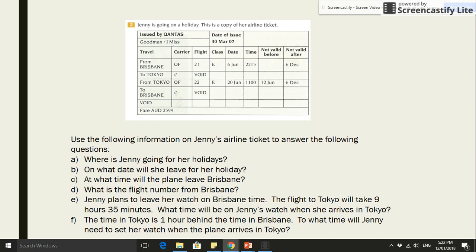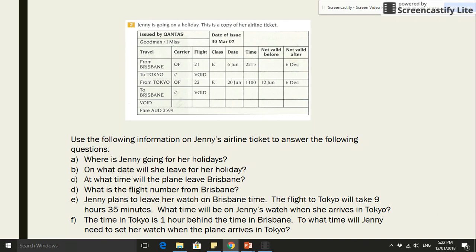Jenny plans to leave her watch on Brisbane time. So she starts there. The flight will take 9 hours and 35 minutes. What time will be on Jenny's watch when she arrives in Tokyo? So I want you to count 9 hours ahead and another 35 minutes, and that's the time she arrives in Tokyo.